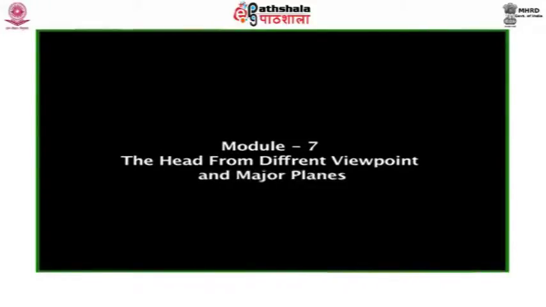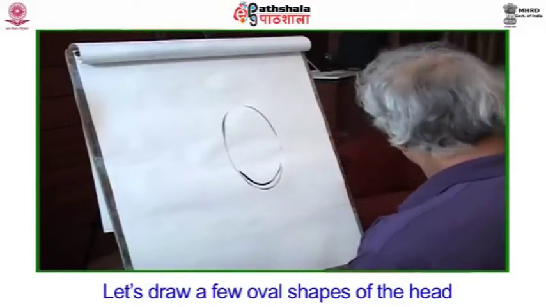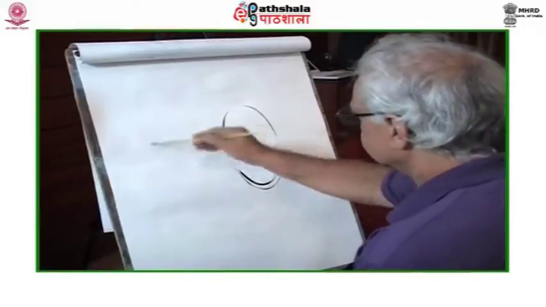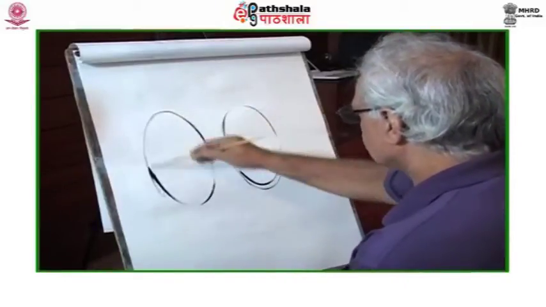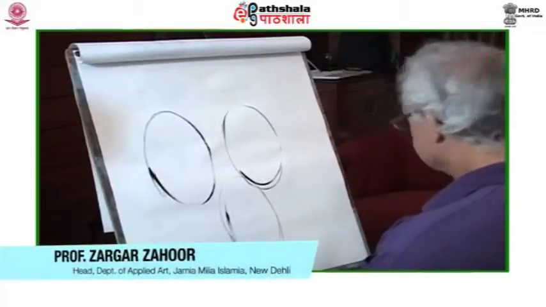Module 7. The head from different viewpoints and major planes of the head. Let's draw a few oval shapes of the head on a blank sheet before I demonstrate how the facial features shift when viewed from different angles.